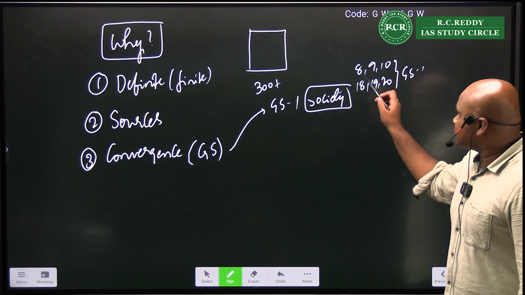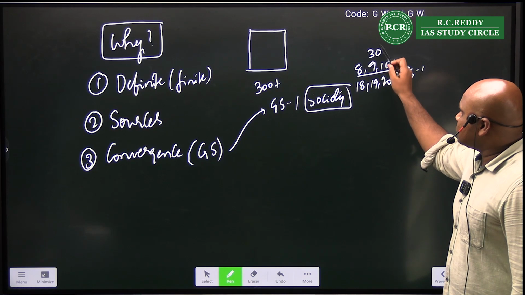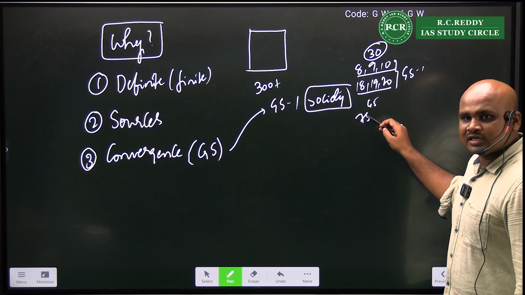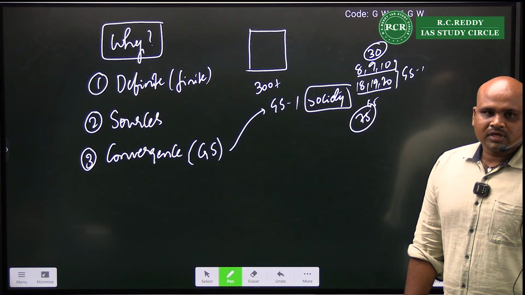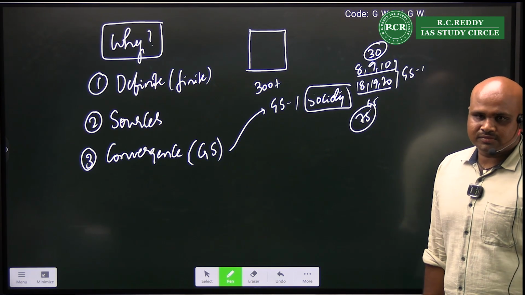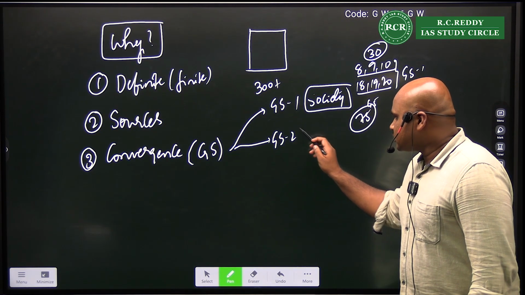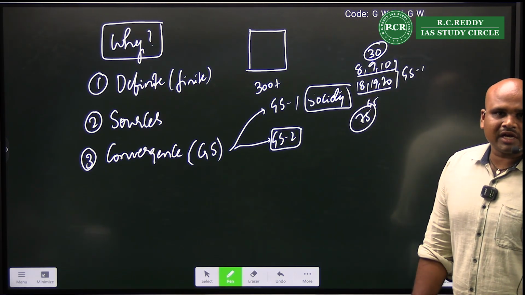That means it is going to be what? Here 3 into 10, 30, 15 into 3, 45, totally how many marks? 75 marks. 75 marks out of 250 in society. It will have some convergence with GS2. In GS2, what dimension it has convergence?